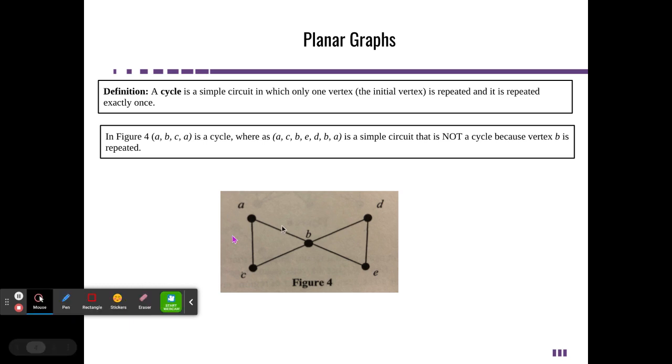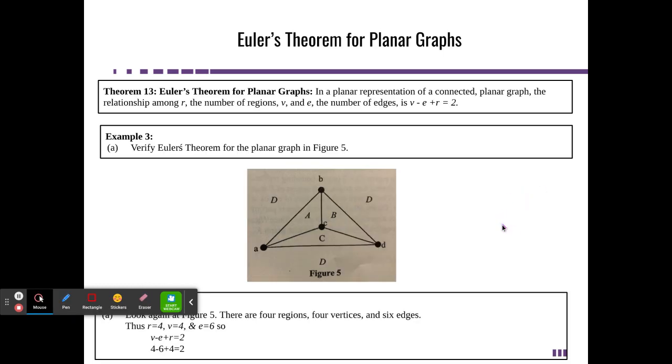Oops, sorry about that. Okay, so then we get on to Euler's theorem for planar graphs. We're not going to prove this theorem, but basically Euler's theorem for planar graphs says: in a planar representation of a connected planar graph, the relationship among R, the number of regions, V, the vertices, and E, the edges, is equal to this little formula here.